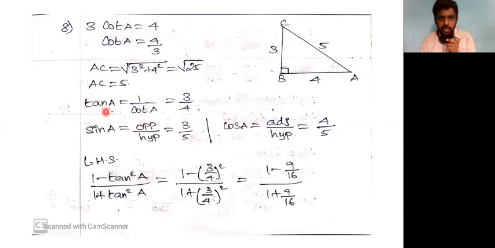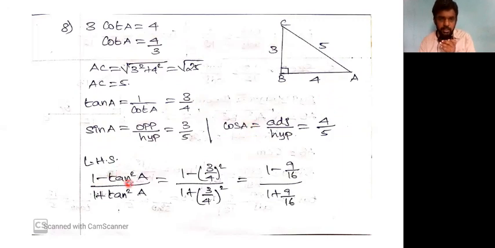So first, tan A is equal to 1 by cot A or opposite by adjacent. Either way you will get the same thing. Opposite by adjacent, 3 by 4, or 1 by cot A. We know that cot A is equal to 4 by 3, therefore tan A is equal to 3 by 4. Sin A is equal to opposite divided by hypotenuse, 3 divided by 5, and cos A is equal to adjacent divided by hypotenuse, 4 divided by 5. So we know all the three ratios that we need.